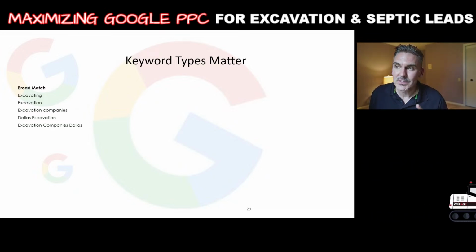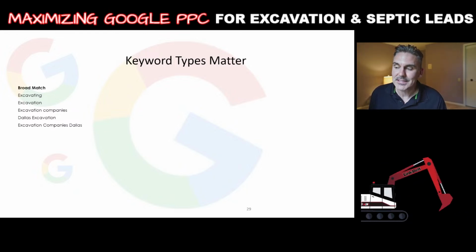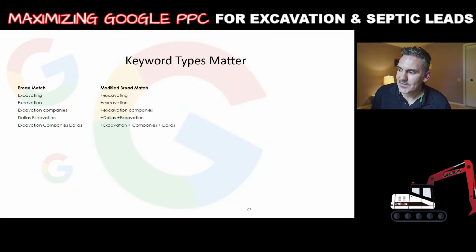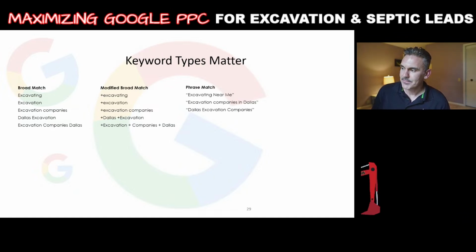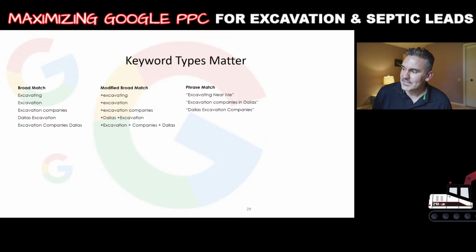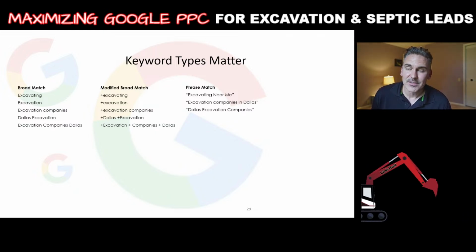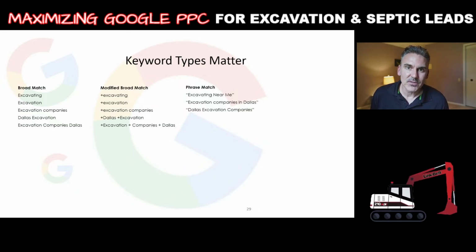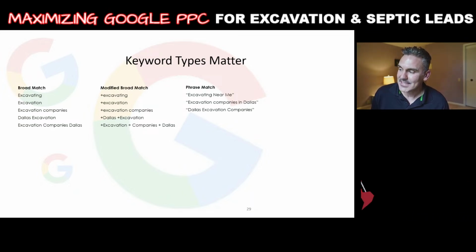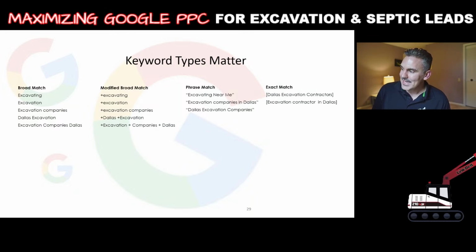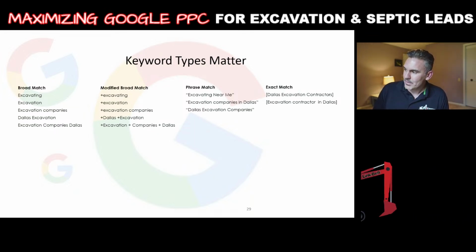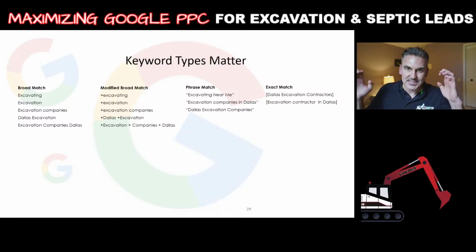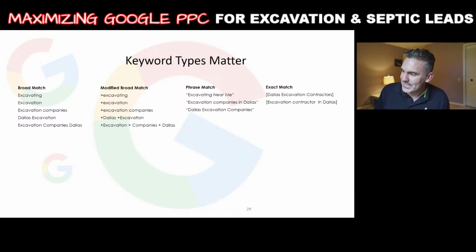So I'm going to show you how we get around that so you're not showing ads for people looking for what you don't want. Here's an example of modified broad match. You put a plus sign in front of it. Phrase match means someone needs to type in that exact phrase for your ad to appear. We see in quotes, excavating near me. The only way that your ad can pop up is if someone types in that exact phrase. An exact match would be like this. So Dallas excavation contractors, they would actually have to type in that, and we see it's in brackets, that exact keyword.